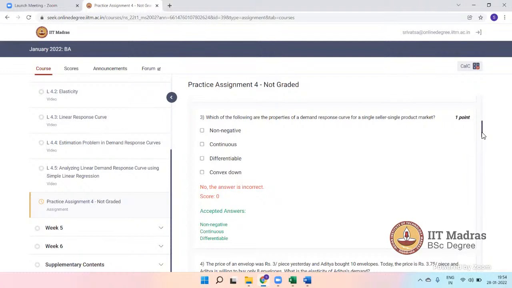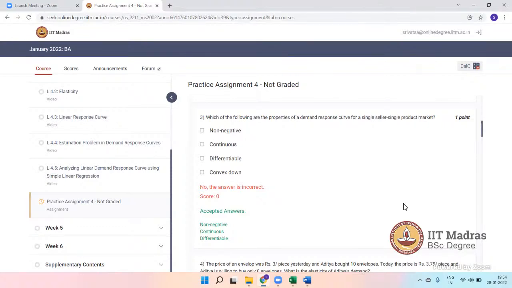Non-negative, continuous, differentiable, and convex down. What is the answer that is given? All first 3. Non-negative, continuous, and differentiable is given. And your question is why it cannot be convex down? Correct? Yes, sir. It should be convex down also, because if you see the curve, it's obviously convex down.